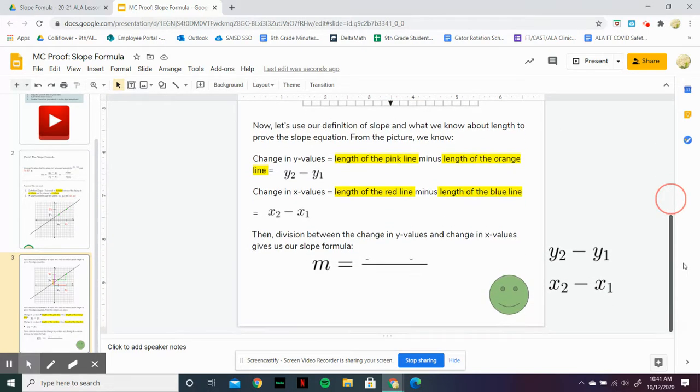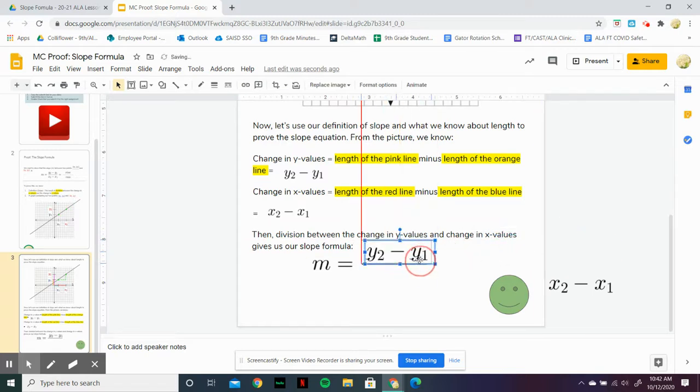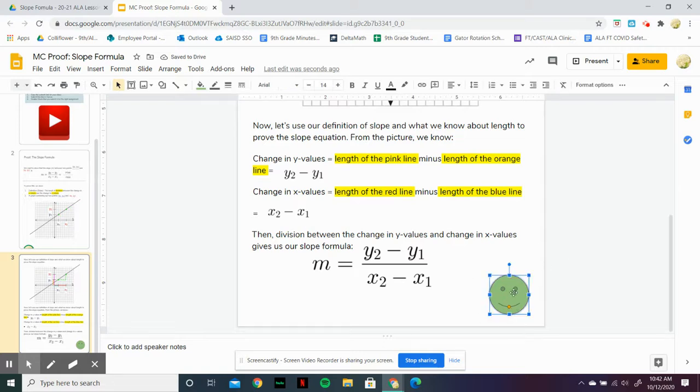Well, that tells us everything we need to know, because by our definition, we know slope is the result of division between the change in the y values and the change in the x values. So then division between the change in the y values and change in the x values would be our slope formula: y2 minus y1 divided by x2 minus x1. And we have a happy face here because the proof is now complete.